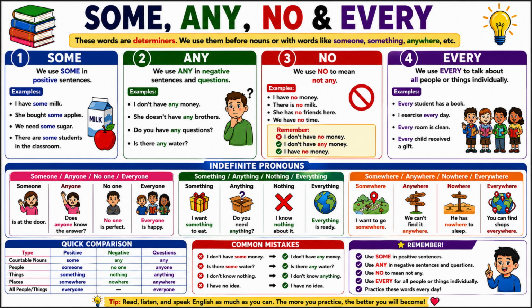Something, anything, nothing, everything. I want something to eat. Do you need anything? I know nothing about it. Everything is ready.